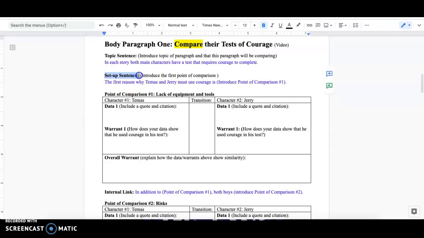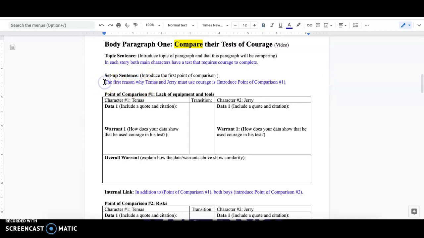Next, in all body paragraphs, we have a setup sentence, so that's where you're introducing what your first half of your paragraph is about. All the body paragraphs for this essay will be split into two parts. So you'll have a first half of your paragraph, an internal link in the middle, and then a second topic or half of the paragraph that you're covering.